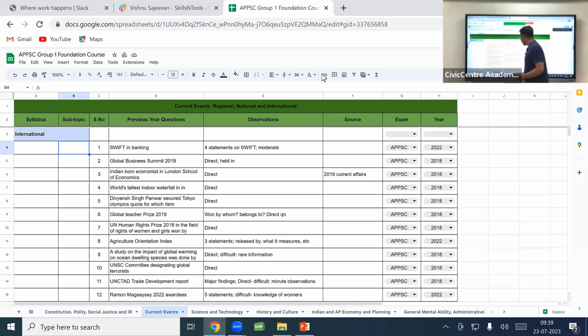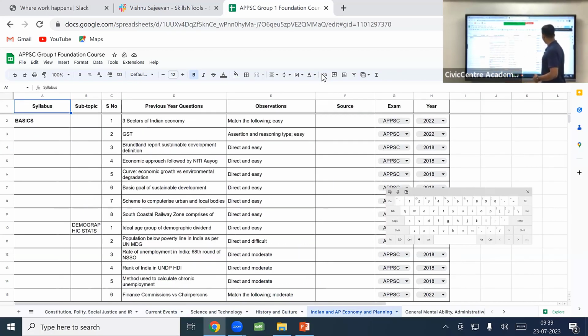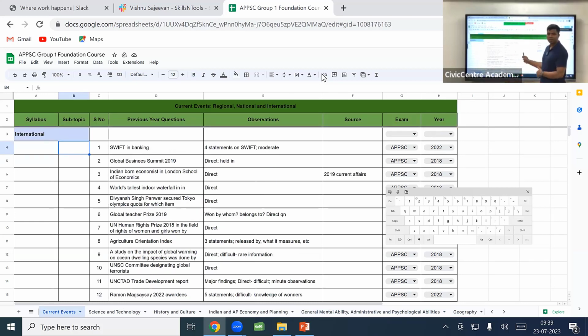But if I can substantiate with the source, which will be added soon, that ensures credibility. Like that for science and technology, history, Indian and AP economy, general mental ability, we have segregated all questions. We will keep on adding questions of the relevant PSC so that you will understand which areas they are asking from. At the end of the day, we will have a simple sheet with a limited number of questions, and a subject-wise, topic-wise segregated paper. Both will be available.